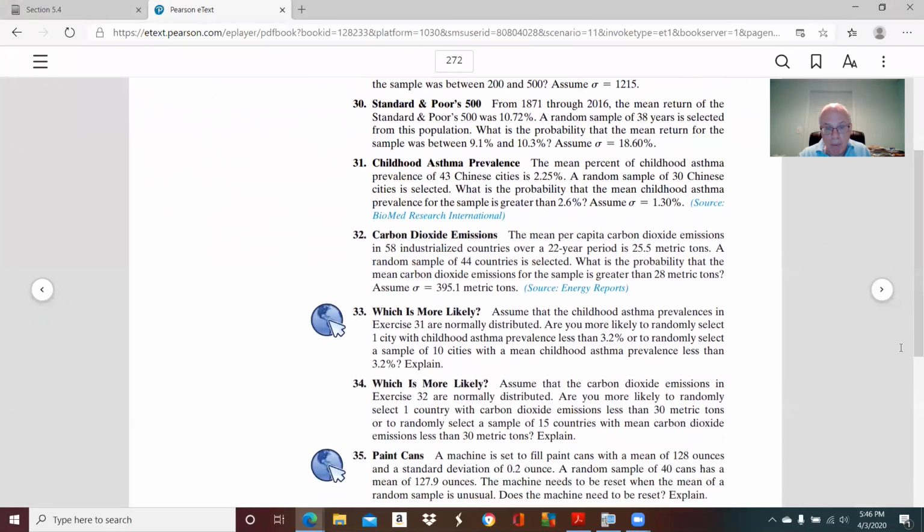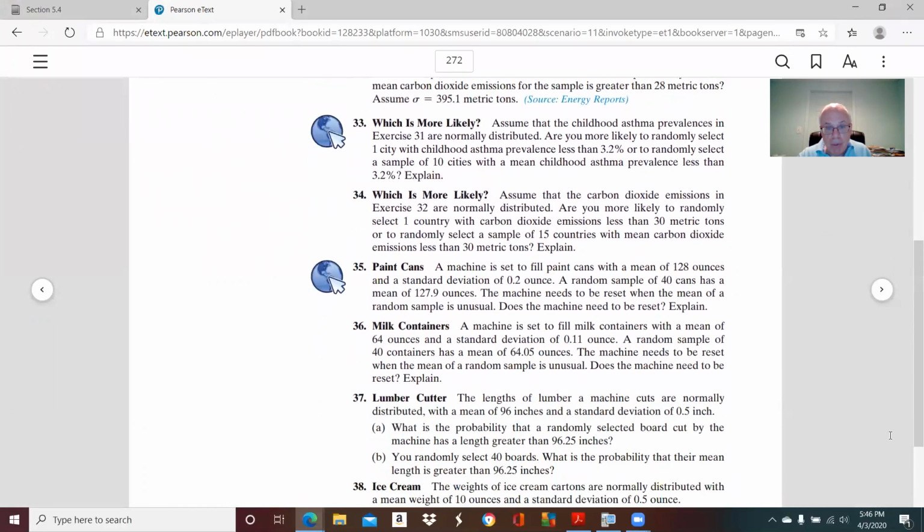It's more of a word problem. It's a typical type of word problem for sampling distributions. All right, so suppose we are in a manufacturing plant. It says a machine is set to fill paint cans with a mean of 128 ounces. So that's what's printed on the can, 128 ounces. Now, as you probably know, some cans will have a little bit less than 128, and some cans will have a little bit more. But the paint can says it should be 128 ounces. Standard deviation, not much of a standard deviation, 0.2 ounce.